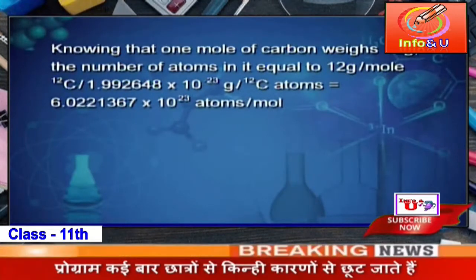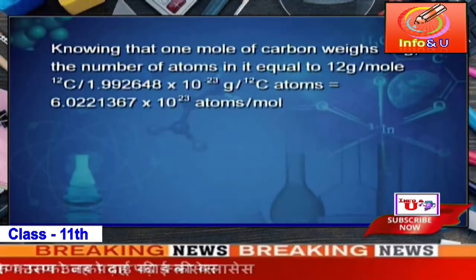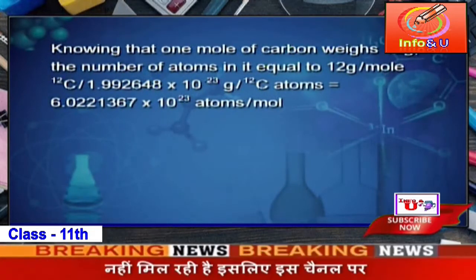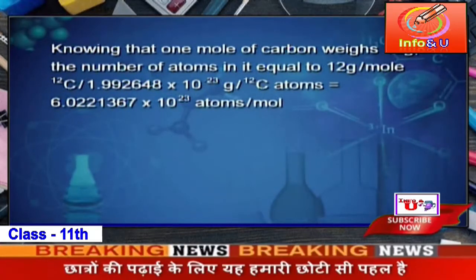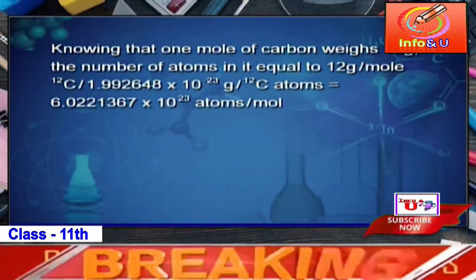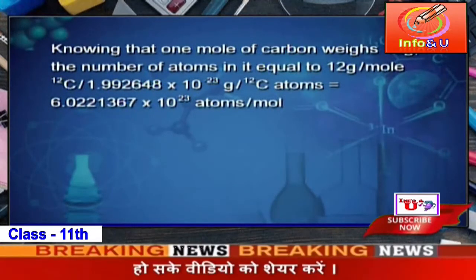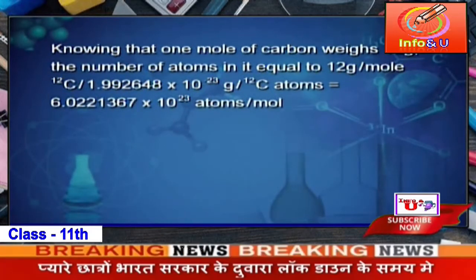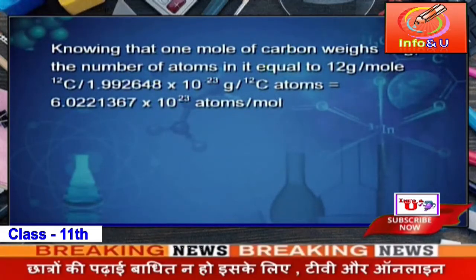Knowing that 1 mole of carbon weighs 12 gram, the number of atoms in it is equal to 12 gram per mole of carbon-12, that is 1.992648 × 10^-23 gram divided by 12, carbon atoms. So it will be 6.0221367 × 10^23 atoms per mole.